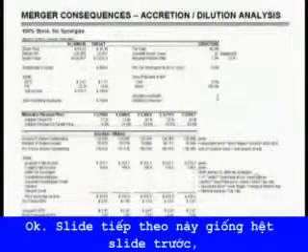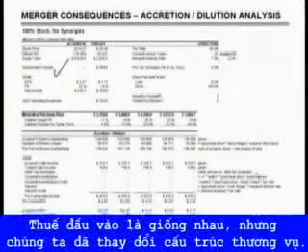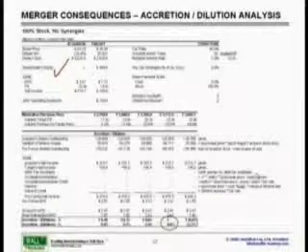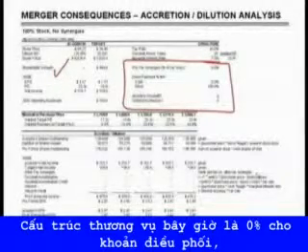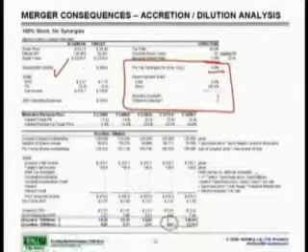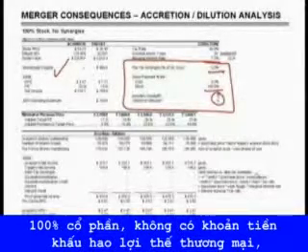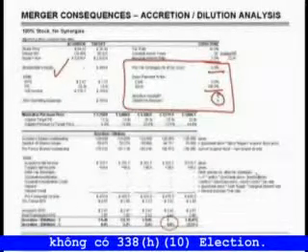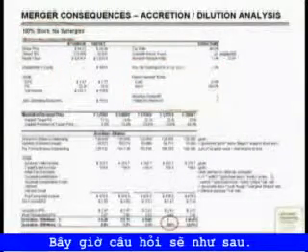Okay, this next slide is the exact same thing as the previous slide, except for a few changes. The inputs have stayed the same, but we've changed the deal structure. The deal structure is now 0% synergies, 100% stock, no goodwill amortization, no 338(h)(10). We are trying to capture true clean numbers. 100% stock, no synergies. Now, the question is as follows.